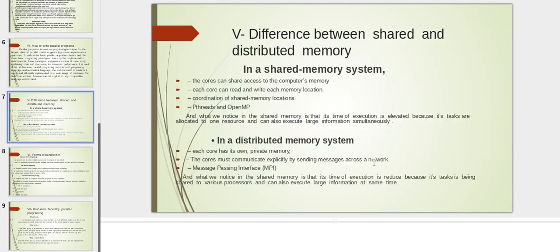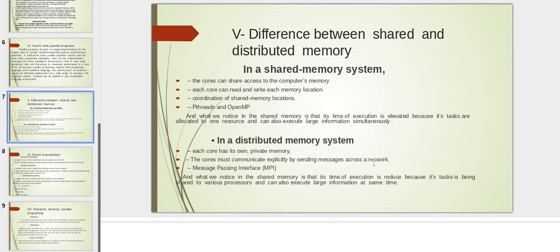We move to the difference between shared and distributed memory. Here, just from the name shared memory, we come to find out that shared memory can be defined as a machine having so many cores or processors that access the same memory or kind of resources. Reason we call it a shared memory system. Thus we highlight some four points, which say the cores can share access to the computer's memory. That's all of them have access to the same one memory.